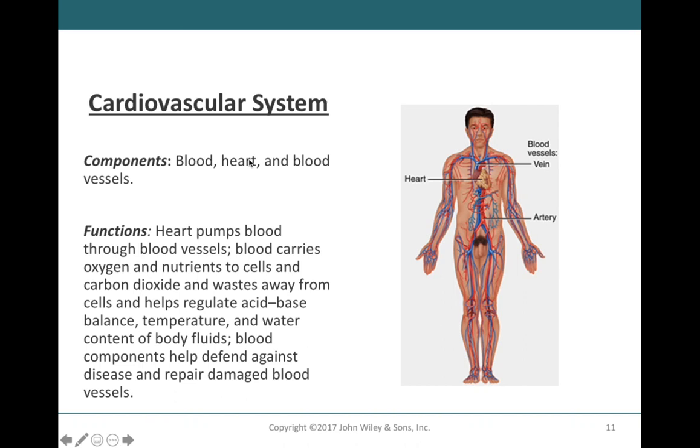This is one of my favorite systems, so I want to make sure to give this the time that it deserves. So some of the functions of our cardiovascular system, of course, the heart's main purpose is to pump blood through our blood vessels. That is what's going to be producing different energy. We're going to be delivering oxygen to our muscles and to different tissues that are going to be allowing our muscles to produce some type of energy source.